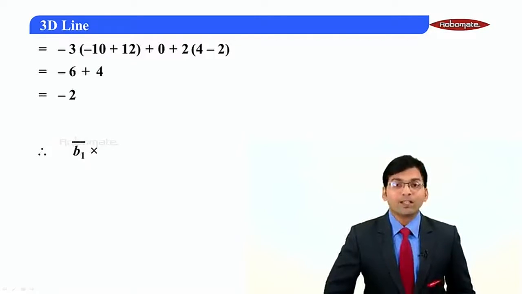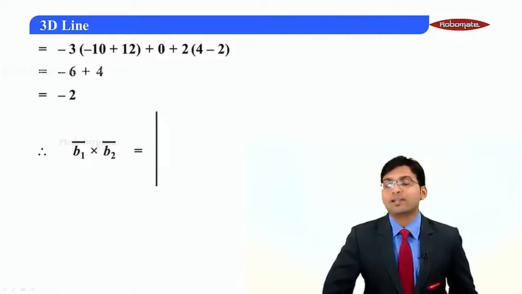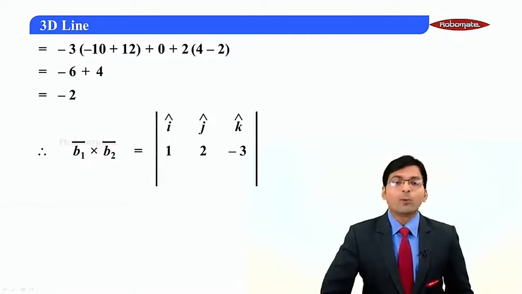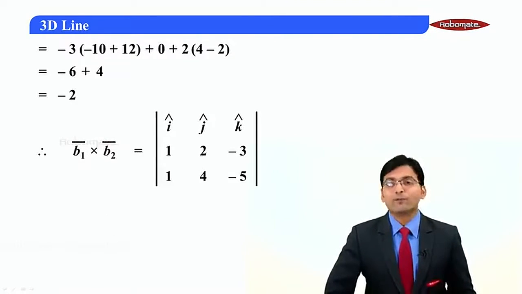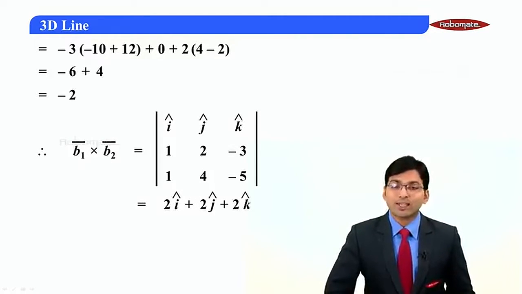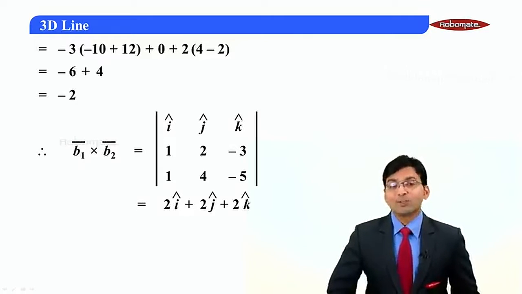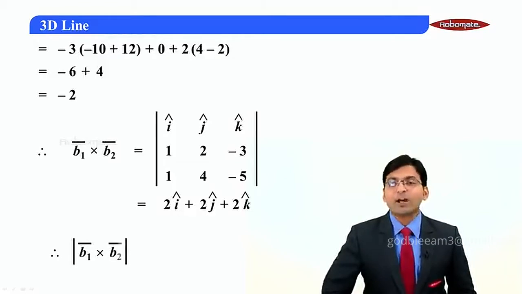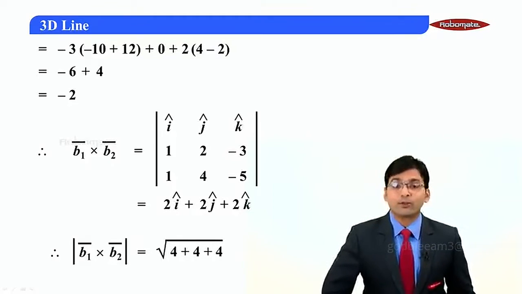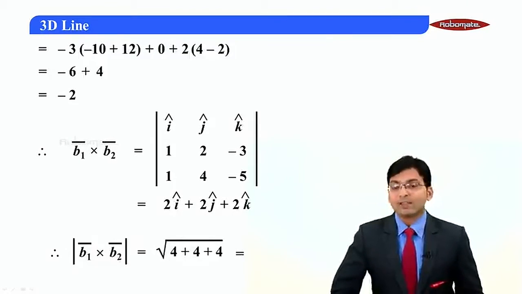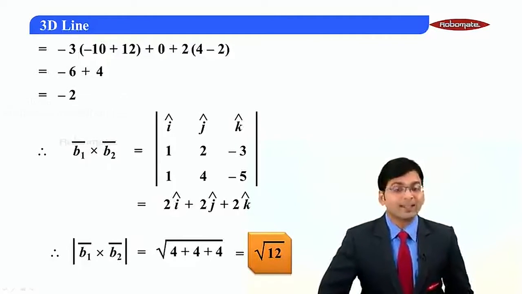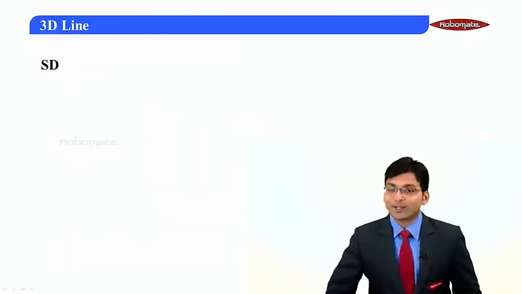The denominator part is b1 bar cross b2 bar. It becomes determinant i cap j cap k cap 1 2 minus 3 and 1 4 minus 5. On simplification, it is 2 i cap plus 2 j cap plus 2 k cap. Remember students, we require magnitude of this. So the magnitude of b1 bar cross b2 bar is square root of 4 plus 4 plus 4, that is square root of 12. Now once we have numerator and denominator ready, let us proceed for the shortest distance.